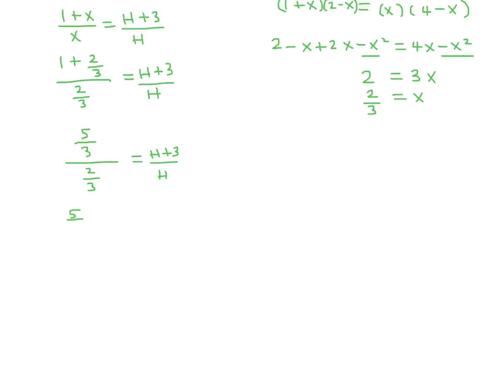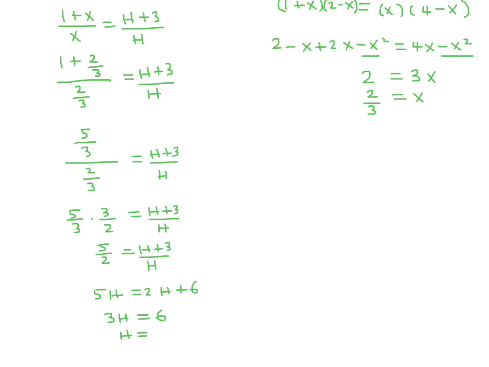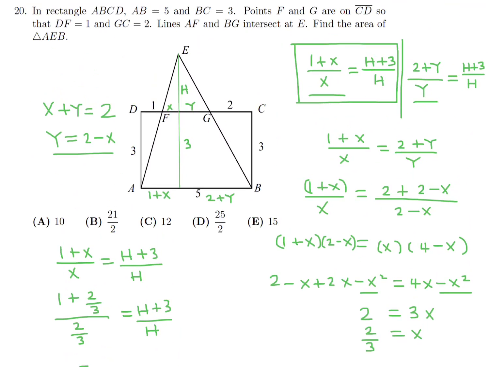Invert and multiply, and you'll get 5 over 3 times 3 over 2. H plus 3 over h. This is 5 over 2. And now we can finally cross multiply. So we'll get 5h is equal to 2h plus 6. 3h is 6, and therefore h is equal to 2. And I think that's all we need to figure out the area.